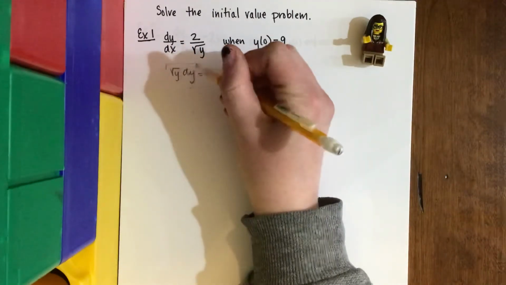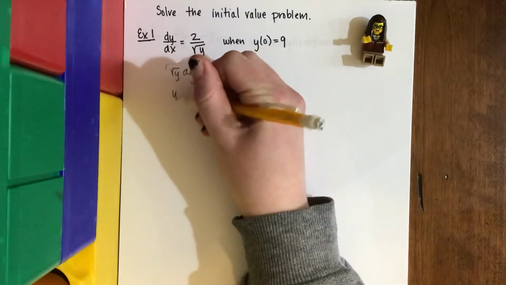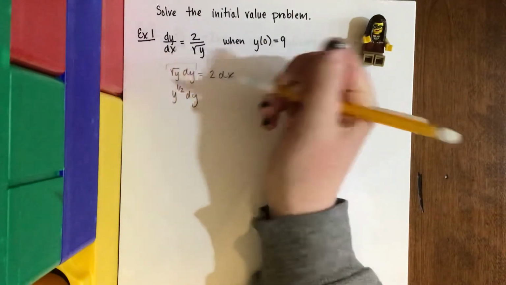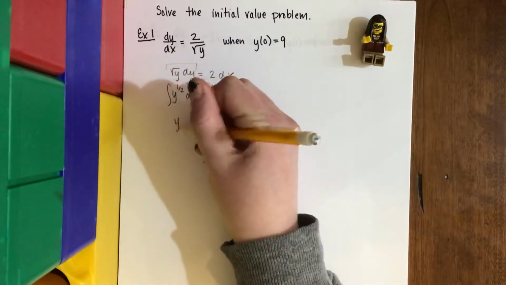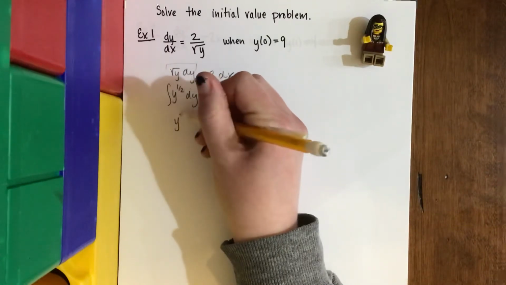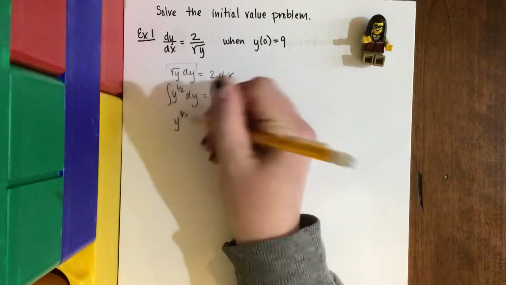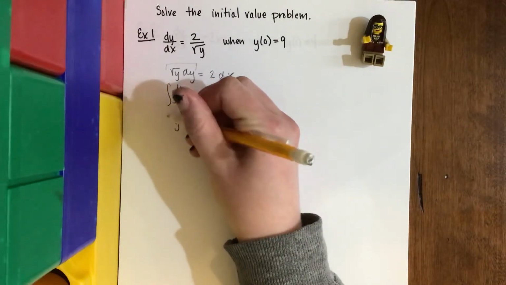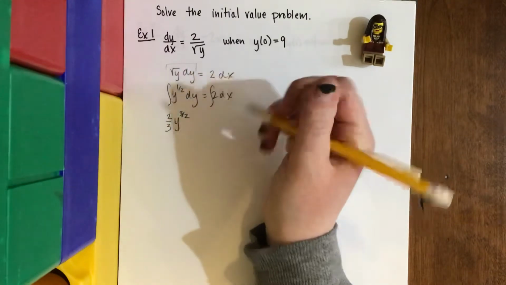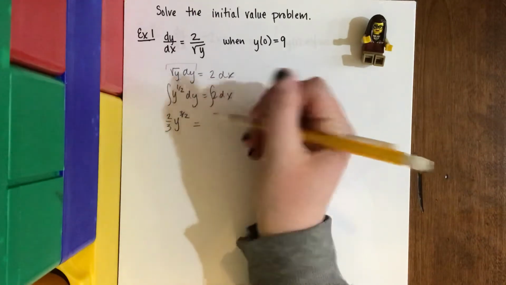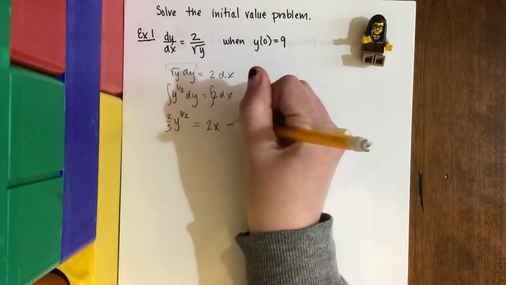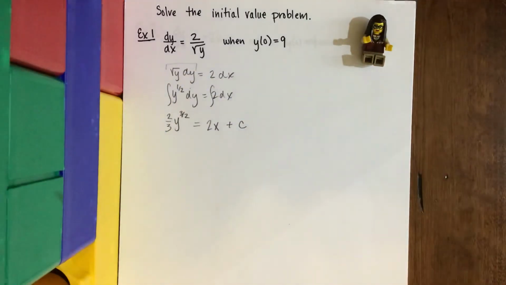Well, this is one of those that we've probably done a billion times, but we end up with y to the 1/2 dy. And then when we go to find the antiderivative of each side, we end up with y, and if I add 1 to that, we end up with 3/2. We can divide by 3/2, which is the same thing as multiplying by 2/3. And then we end up with 2x plus c.